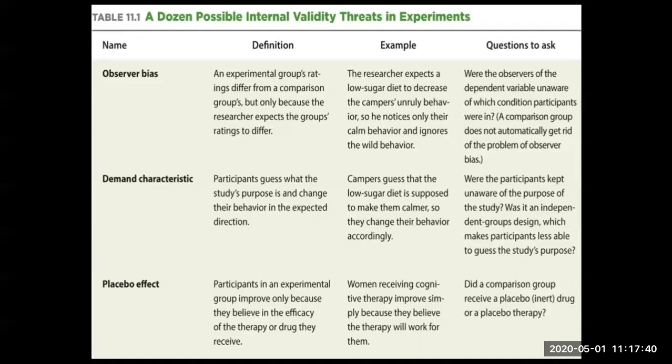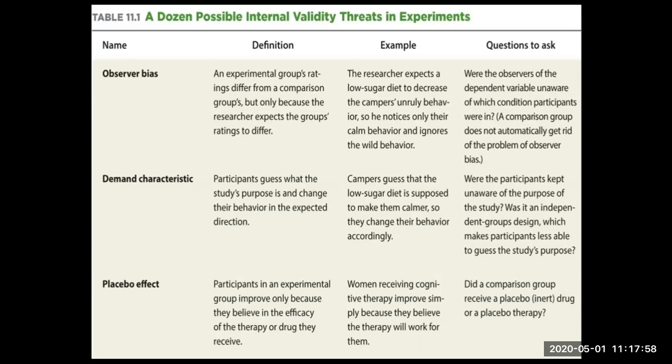Then we have the other 3, which we've also talked about in other chapters, like I think chapter 8. We talked about, or maybe it was chapter 7: observer bias, demand characteristics, and the placebo effect. This rounds out the last 3 of the dirty dozen.